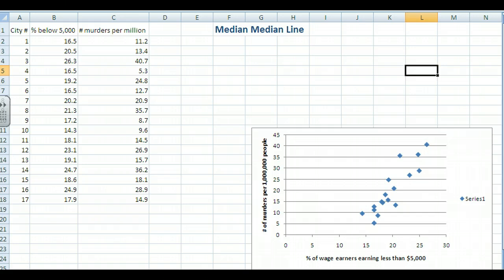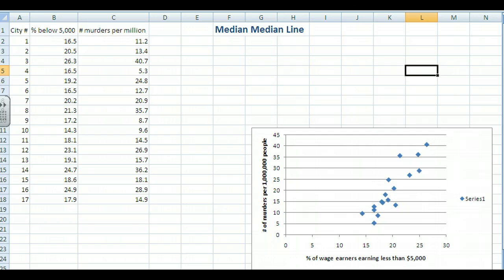Going to the web, I just found a data set of a number of different cities, and from that I took the data saying the percentage of the people earning less than $5,000 per year and the number of murders per million people in the population. These cities were different sizes, they had different unemployment rates, but these two particular bits of data is what I chose to look at. So on the x-axis, you have the percentage of wage earners earning less than $5,000. And on the vertical axis, the number of murders per 1 million people.